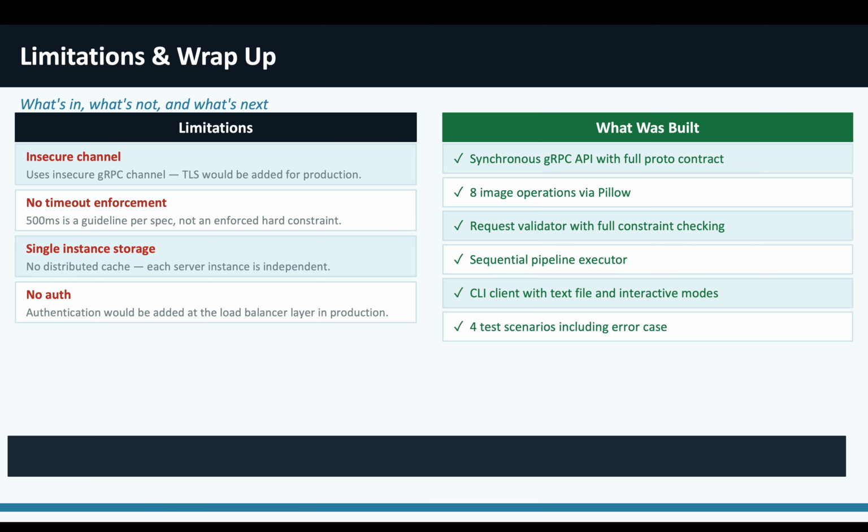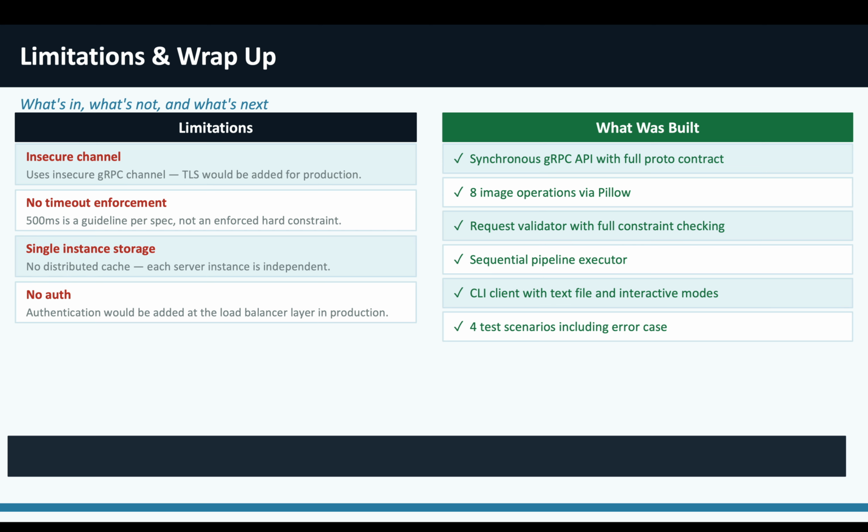And then what's not in it: because we're not in production, the gRPC channel isn't totally secure. So I think if this was something that we were going to go live with, and we wanted to protect clients' images, we would probably put in a TLS handshake for security. We did have a 500 millisecond guideline per spec.